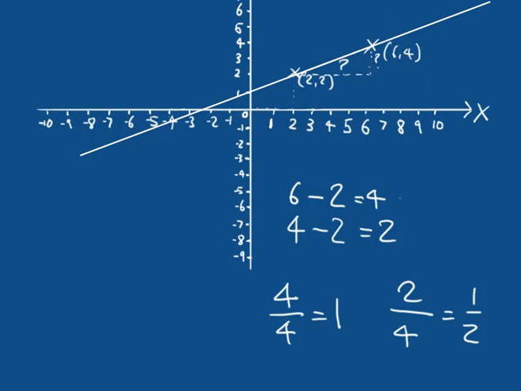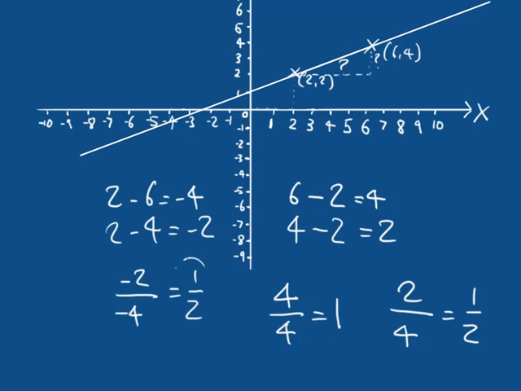If I was to switch that around, you'd notice I take 2 and subtract 6 from it. 2 minus 6 is equal to minus 4. I take 2 and subtract 4 from it. 2 minus 4 is equal to minus 2. If I divide the change in y by the change in x, minus 2 divided by minus 4, these two negatives cancel and they give us the exact same value. So as long as we're subtracting the coordinates of one point from the coordinates of another point, we're going to get the correct value.